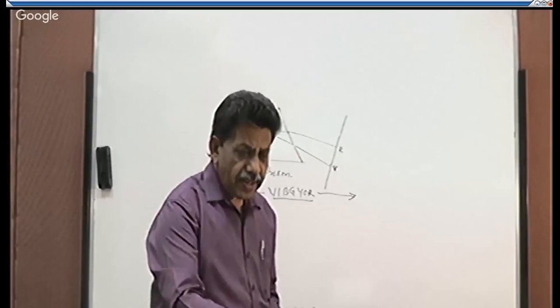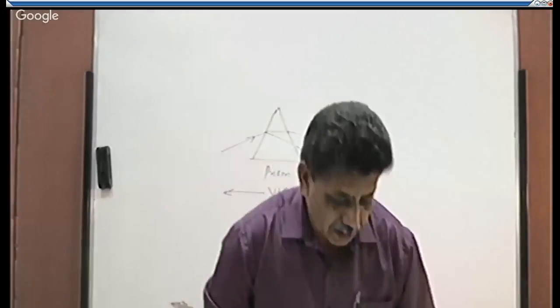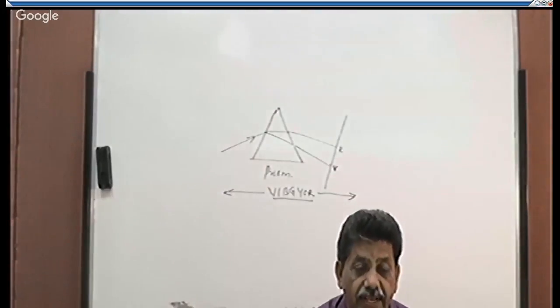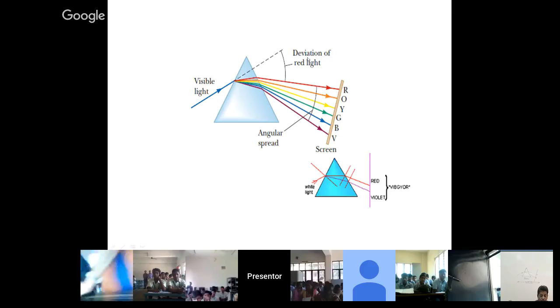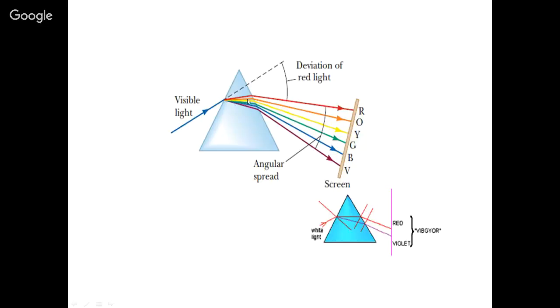So here we have the PowerPoint. You can see this visible light. When it passes through a prism, it gets dispersed, and we have violet. Of course, indigo is very feeble, we cannot detect it, and therefore it is ignored here. Otherwise, violet, indigo, blue, green, yellow, orange, all those things.